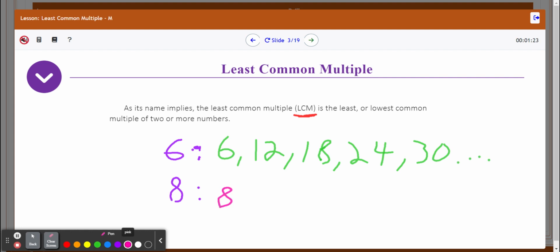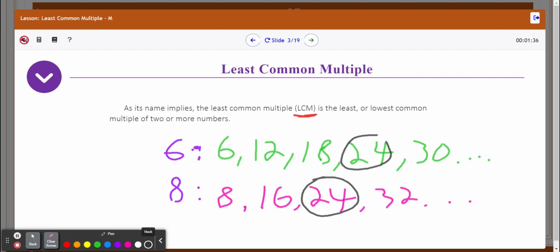8 times 1 is 8. 8 times 2 is 16. 8 times 3 is 24. 8 times 4 is 32. Anyway, we can stop right there because right off the bat, I can see they both go into 24. So the least common multiple for 6 and 8 would be 24.